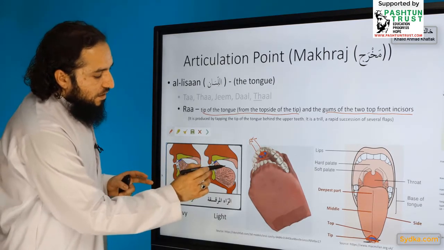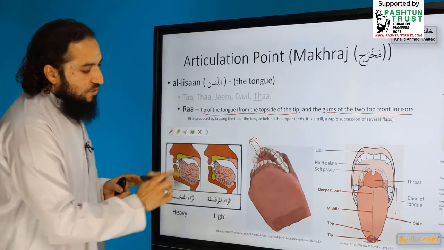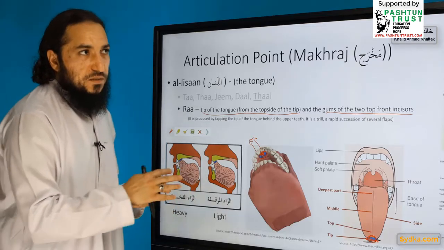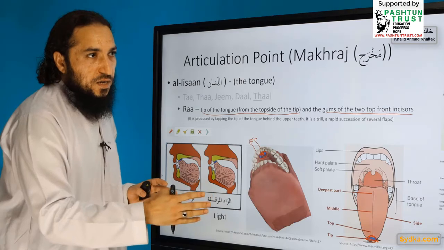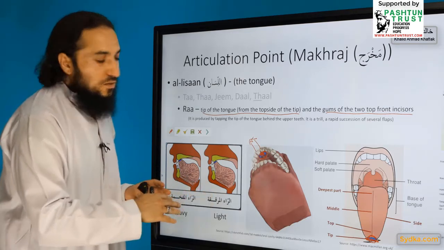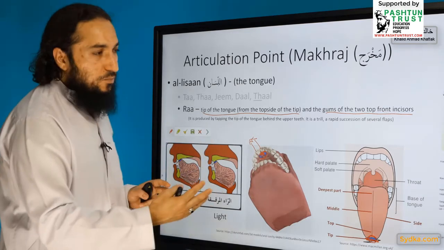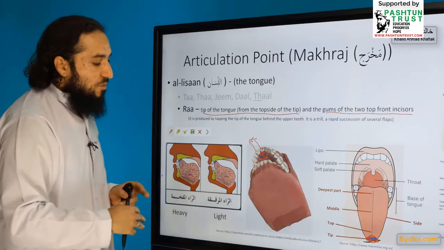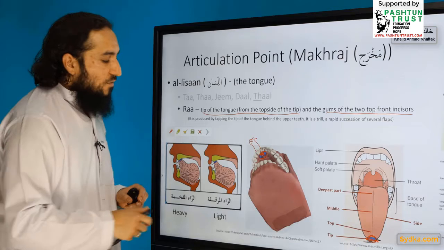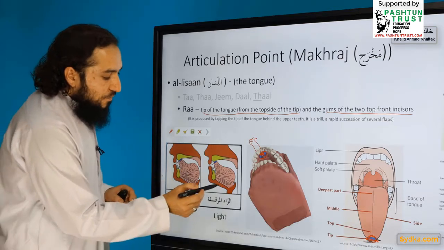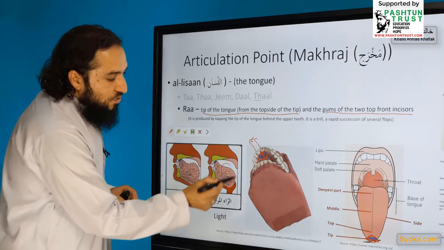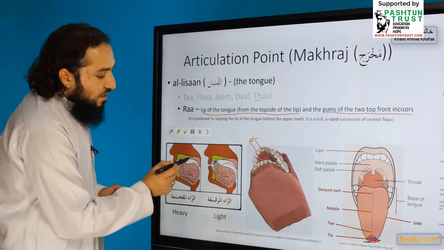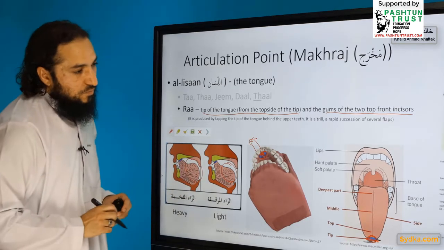And the tongue is positioned in different situations because Ra is heavy at times and other times is light. So it actually has both properties. Sometimes it will be heavy, other times it will be light. We will discuss that in future. But when it is light, the position of the tongue is different than when it is heavy. You can see that from the image here.